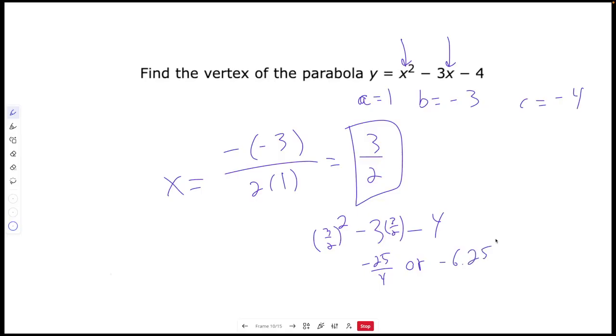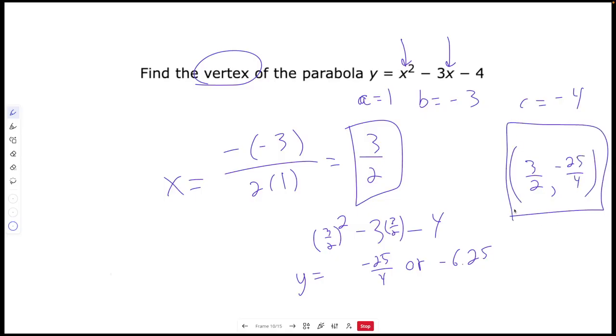All right, so final answer here. This was the y-coordinate, right? This was the y-coordinate. So the vertex is two numbers. The first one is 3 over 2. That's the x. And the y-coordinate is negative 25 over 4. This is our final answer here. You could put that as a decimal as well.